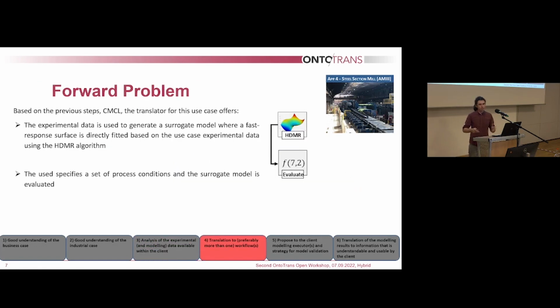Going into exactly how we addressed both problems, we see the forward problem here. We used the data that I discussed previously and fit a fast response surface to it, using a HDMR algorithm. This was then evaluated at various points, and this essentially gave the final mechanical properties. So this then addressed the forward problem.